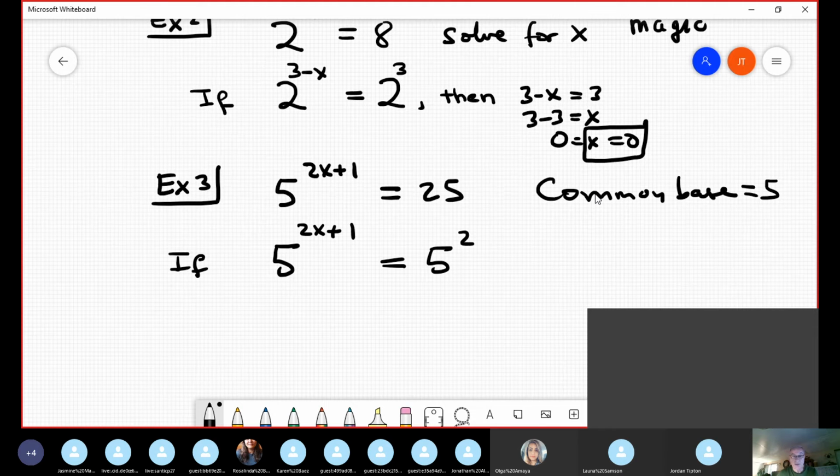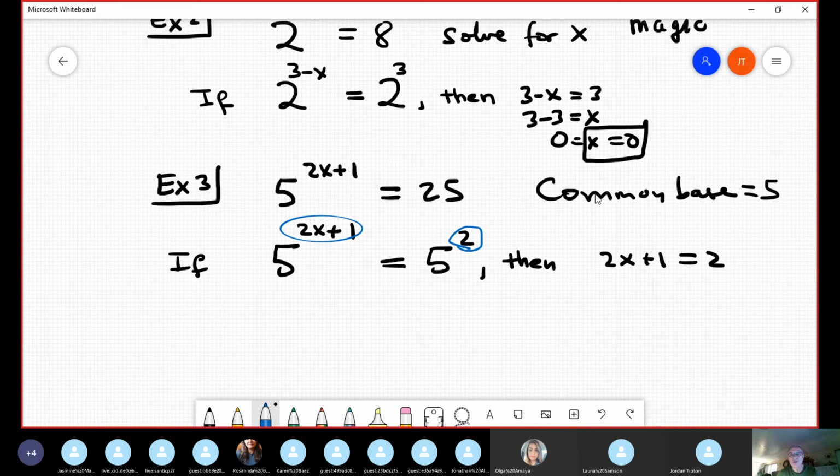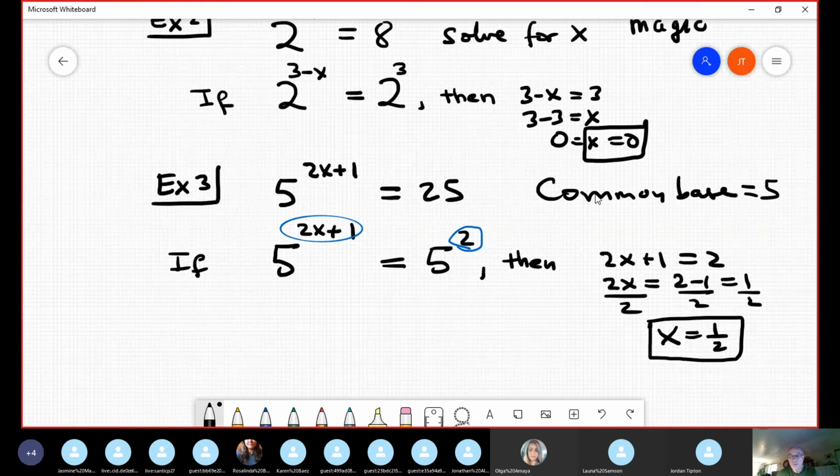Then, if the base is the same, 2x plus 1 is equal to 2. You take only the exponent part, and you solve this linear equation. 2x is equal to minus 1, divided by 2. x equals minus 1/2. The answer is minus 1/2. End of the story. And do you need a verification here? No, you don't. But okay, just in case, if you want.